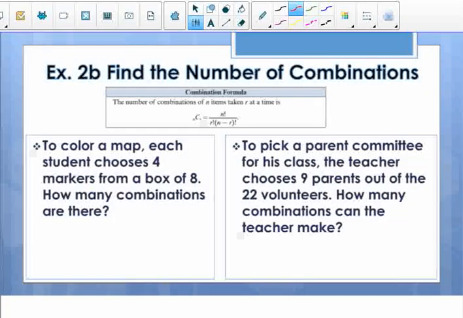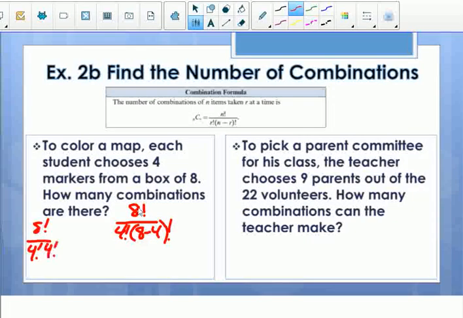2b, I'm going to have you do the second one yourself. I'll do the first one, and then you can do the second one yourself for extra practice. So to color a map, each student chooses 4 markers from a box of 8. How many combinations are there? So I have 8 total. I'm only choosing 4. So 8 minus 4 factorial. This would be 8 factorial divided by 4 factorial divided by 4 factorial.